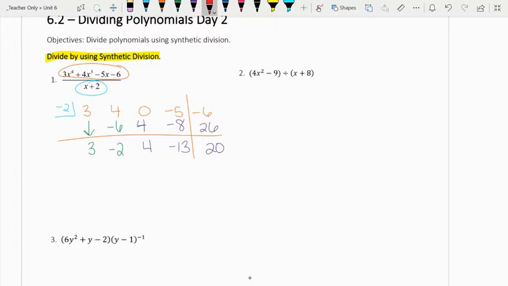So now we just have to write it out. It's 3x to the third, because it's less than the fourth. And then we keep going: x squared, x, no x. And then that 20 is our remainder over x plus 2.